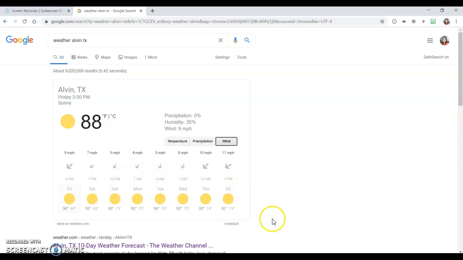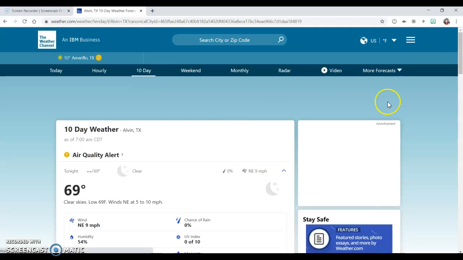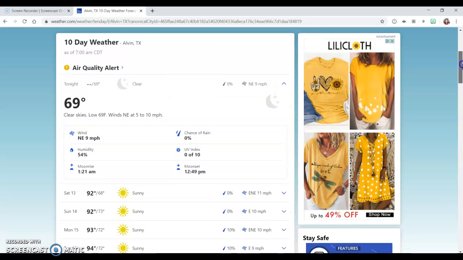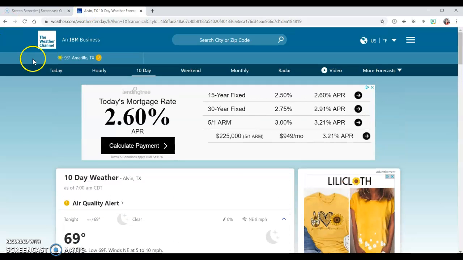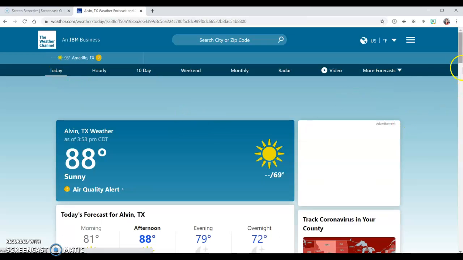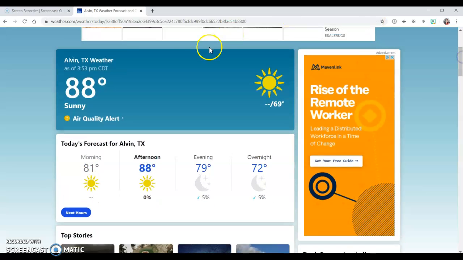If you want to know more about your weather, you can also scroll down a little more and go to weather.com or other weather websites. Let me click weather.com. And here is an even more detailed report about your weather. Usually I like to go to today because it gives you a very clear picture of what the weather is like right now. Right now again it's 88 degrees Fahrenheit.